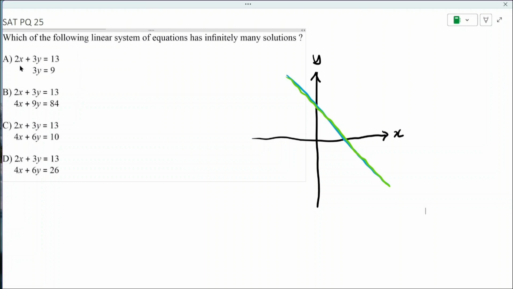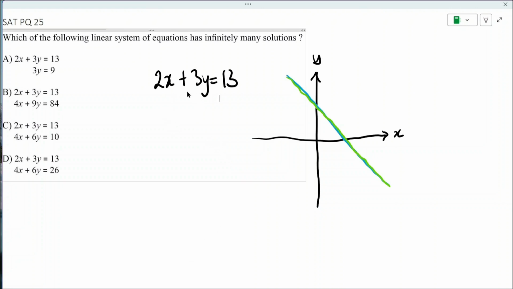If you look at the first option, you have 2x plus 3y equals 13. If you look at the second equation of the first option, you have 3y equals 9. If you look at the second option, that's option B, you have 2x plus 3y equals 13. Same for the third, same for the fourth option. They all have the same first equation. That means 2x plus 3y equals 13 is actually the first equation.